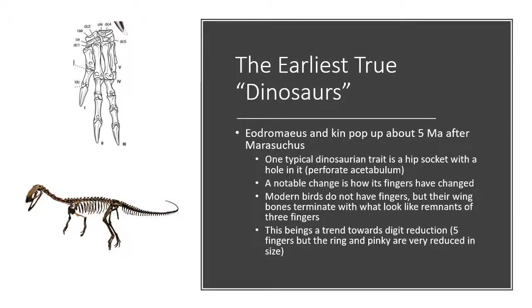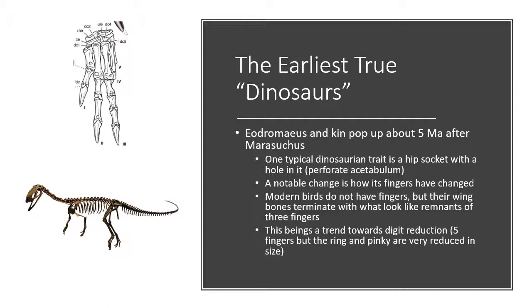Now, of course, this is not just a single kind. There are all kinds of other dinosaurs that came about. Here are some of the earliest true dinosaurs, popping up about 5 million years after Marsuchus. A typical trait is this particular hip socket with a hole in it, and there's also a notable change in the fingers. Modern birds don't have fingers, but their wing bones terminate with what look like remnants of 3 fingers. And so here's an interesting thing we start to see. For example, the previous one was very clearly bipedal.